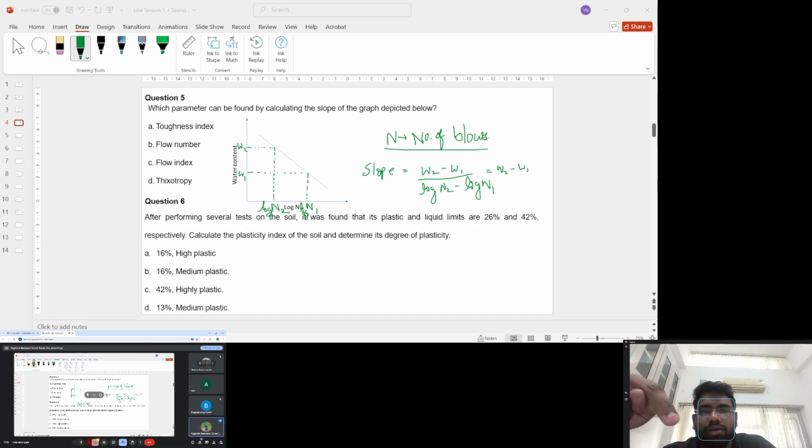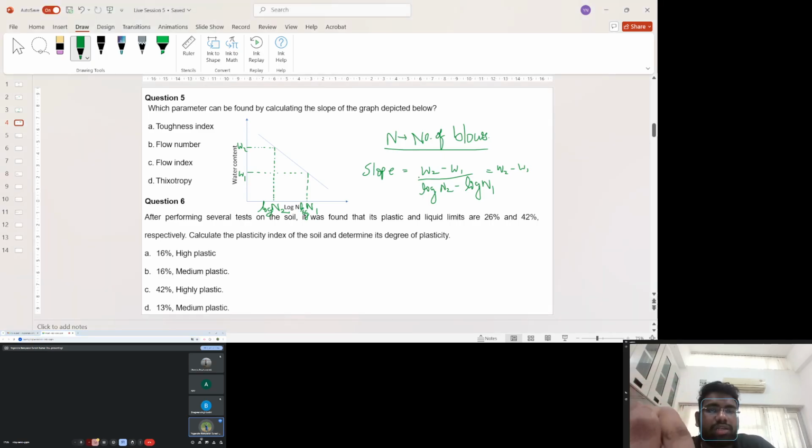No, that is when we do it because the slope is negative here. As per what you have written, it should be N1 minus N2, I think. Yes, so that gives log of N1 by N2. So this will give you the slope, which is termed as the flow index, IF. So this is the flow index.